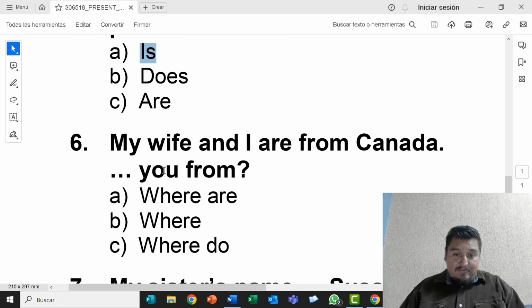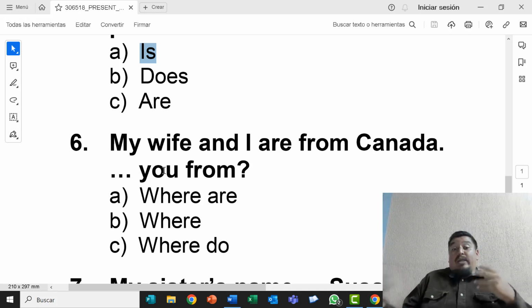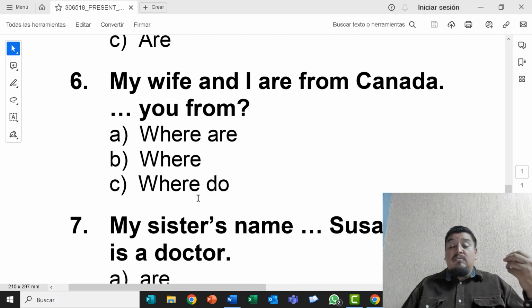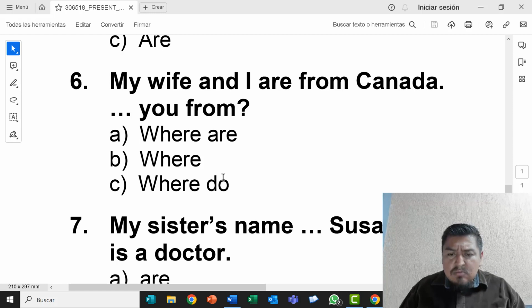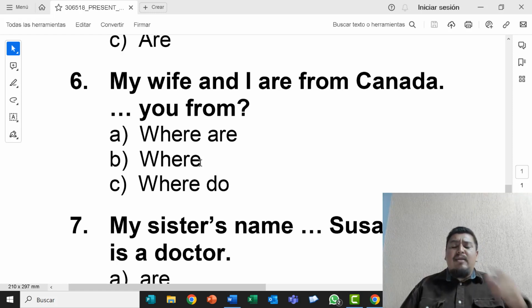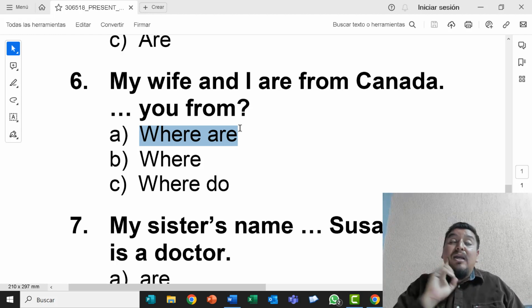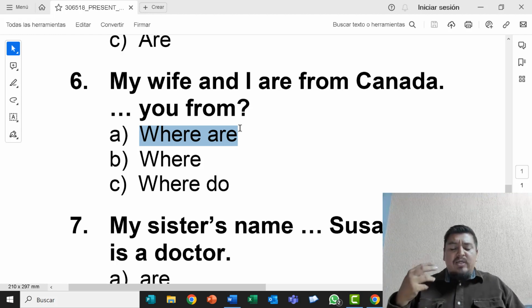Number 6. My wife and I, so we, are from Canada. Now I'm going to make the question. Where you from? Where is the verb? Where only? No, because the idea is where are you from? ¿De dónde eres? So it's necessary to use the verb to be. Where are you from? Esperamos muchas ocasiones poder escuchar este sonido.